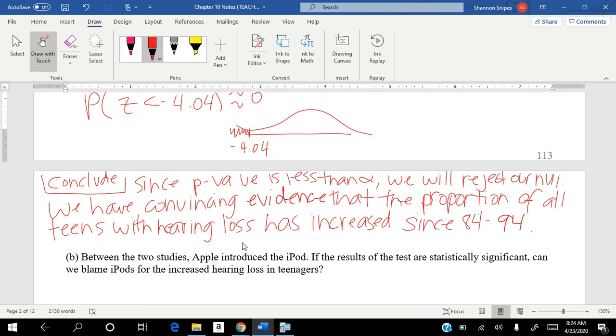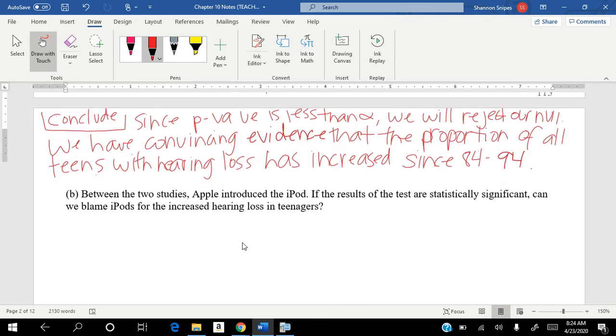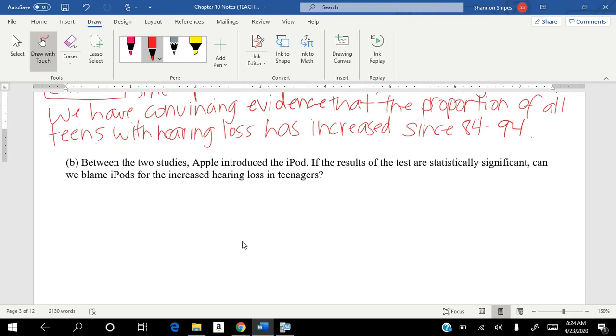Anyway, since our p-value was less than alpha, we had convincing evidence that hearing loss has definitely increased. We could go into all the whys, but my suspicion is it has to do with earbuds. Between the two studies, Apple introduced the iPod. If the results of the test are statistically significant, which they are, can we blame iPods for the increased hearing loss in teenagers?